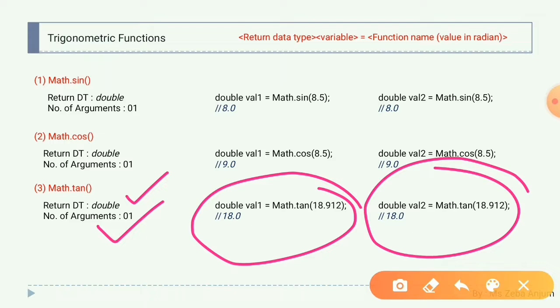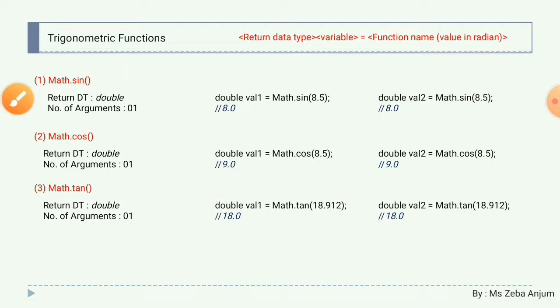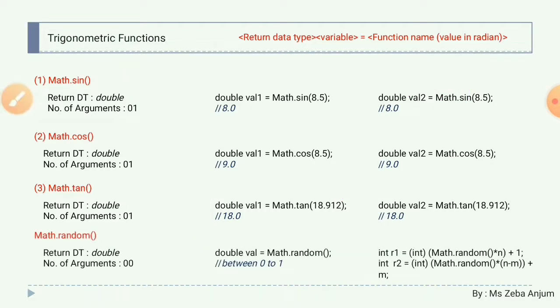Now see, one thing to remember over here is that you have to apply the values in radian. Okay, you don't have to give the values in degree. Firstly convert them into the radian, then afterwards you apply the value for the same. Okay, now see one more function we are having, one more important function, that is your Math.random.